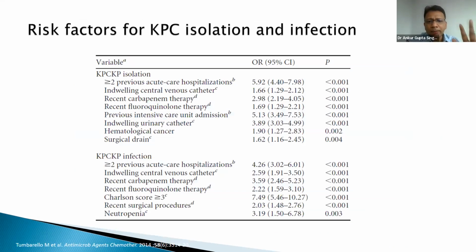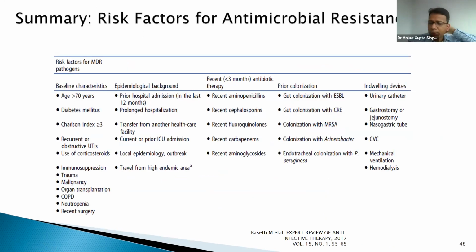This is a very good summary from the Bassetti paper. This came in 2017. Risk for MDRs. See baseline characteristics: higher age, sicker patient, diabetes, recurrent obstructive UTI, steroids, immunosuppression, recent surgery, neutropenia. Epidemiological background: a history of prolonged hospitalization, recent antibiotic use in the last 3 months, prior colonization, and any indwelling devices. So always look for these risk factors.